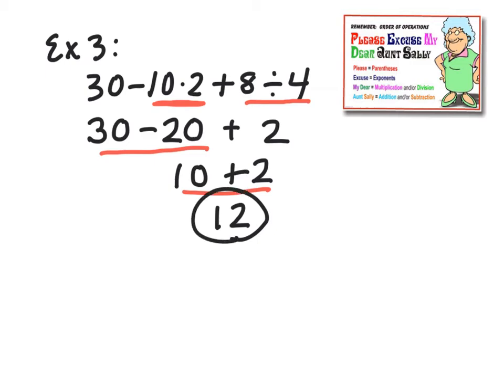Now often students will remember the acronym PEMDAS, and they'll think because the A is in front of the S that you always add before you subtract, and that's not true. So if you went 20 plus 2 for this problem and then took it away from 30, you get the answer of 8, which is a different answer.